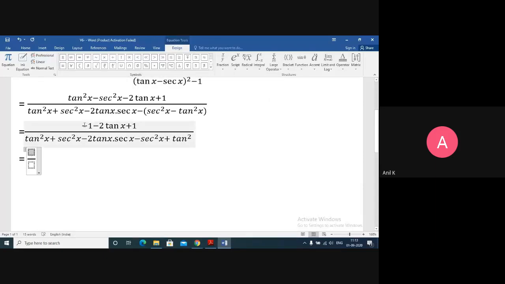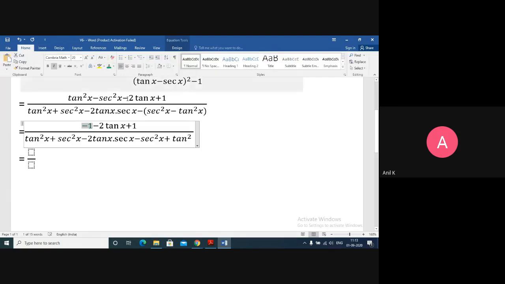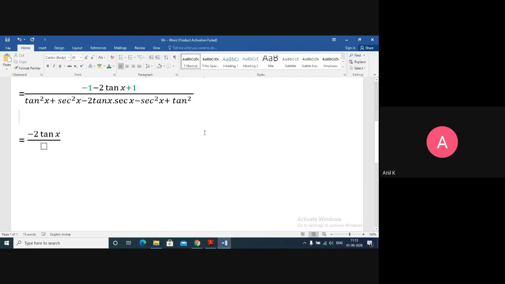So now if you see the numerator, this is minus 1. Again, if you want, I can make color. And this is plus 1. So minus 1 plus 1 both will get cancelled. So I'm left with minus 2 tan x. That is the term which is left out in the numerator. Let me see what you are left with in the denominator.